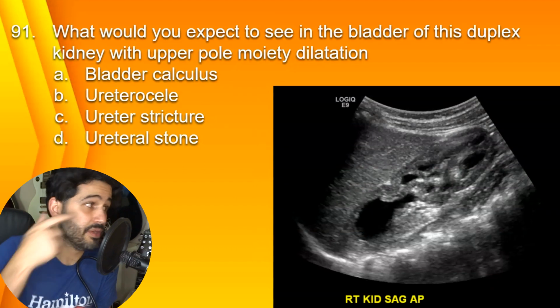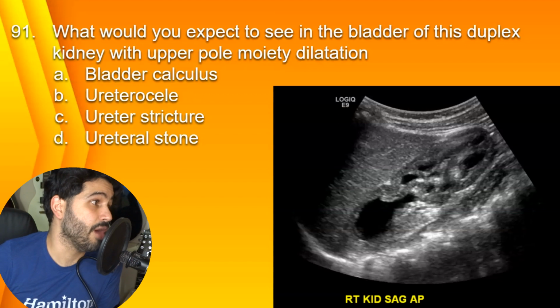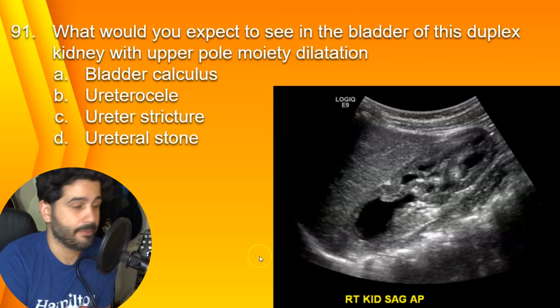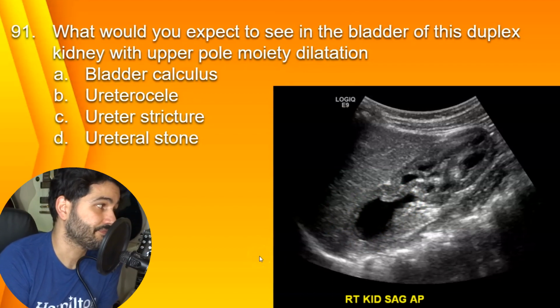Number 91. What would you expect to see in the bladder of this duplex kidney with upper pole moiety dilatation? So here you have your sagittal kidney, lower pole looks fine, and you've got some upper pole hydronephrosis. So what would you expect to see in this patient? A, bladder calculus. B, ureterocele. C, ureteral stricture. Or D, ureteral stone. All right? The answer would be ureterocele.